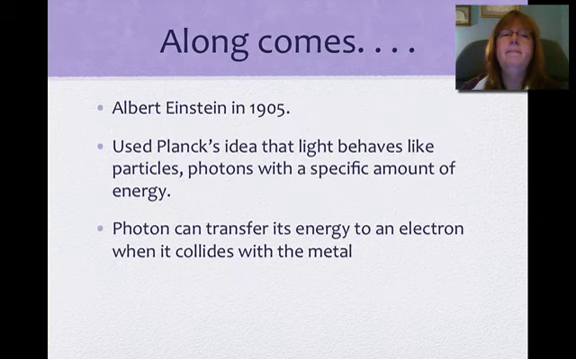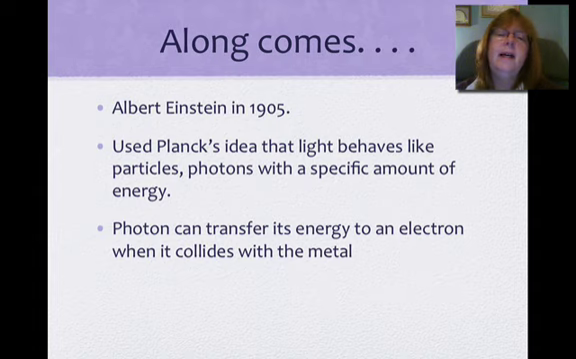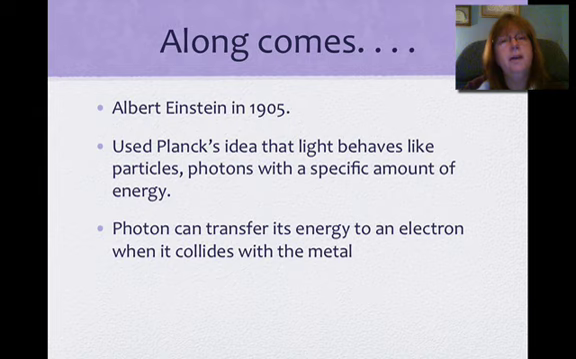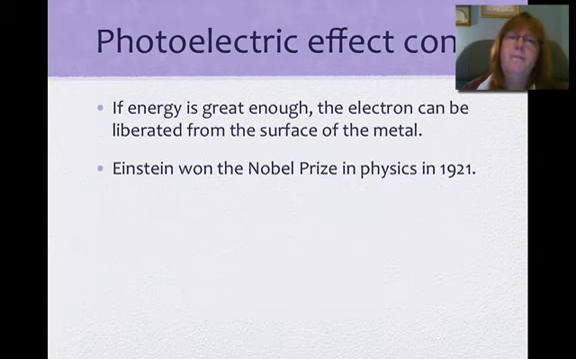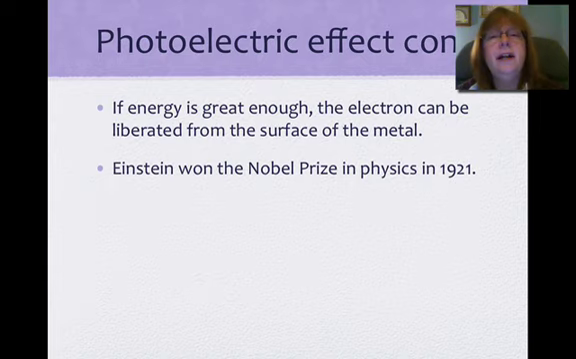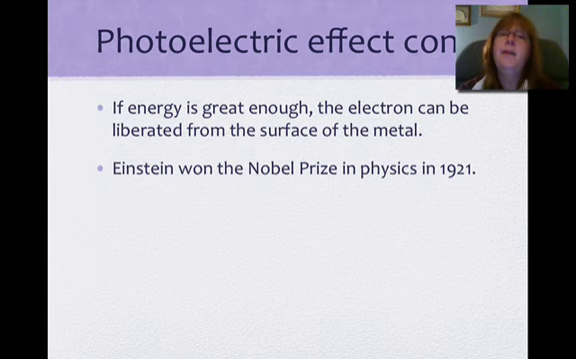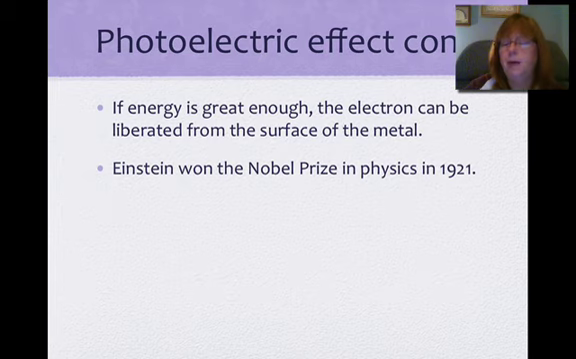So along came Albert Einstein in 1905, and he used Planck's idea that light behaves like particles. So they're photons with specific amounts of energy. And that photon, when it strikes the surface of the metal, can transfer its energy to an electron when it collides with the metal and pop those electrons off. And this is known as the photoelectric effect. If the energy is great enough, that electron can be liberated from the surface of the metal. Einstein won the Nobel Prize in Physics in 1921 for this work.